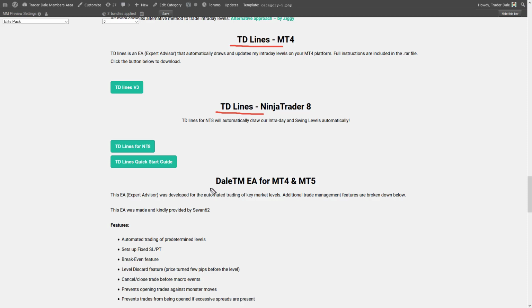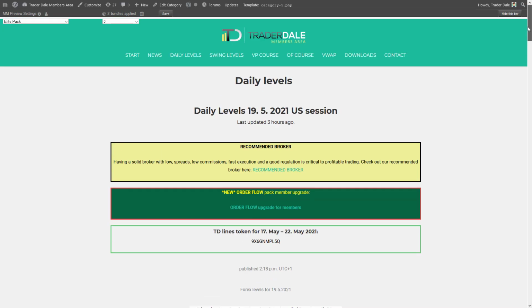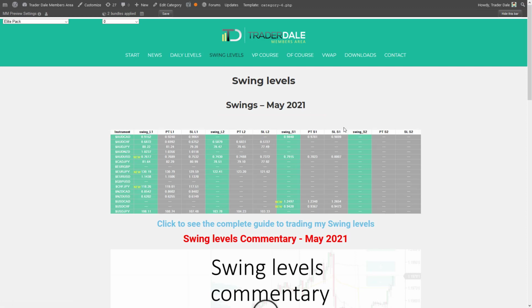There's also an expert advisor which can automatically manage your intraday trades. It has a lot of cool features like avoiding trading when there's macro news, avoiding trading when there are huge spreads, and more useful stuff like that. So that's the daily levels section, and let's now check out the swing levels section. It's essentially the same as the daily levels section, only for swing trades.